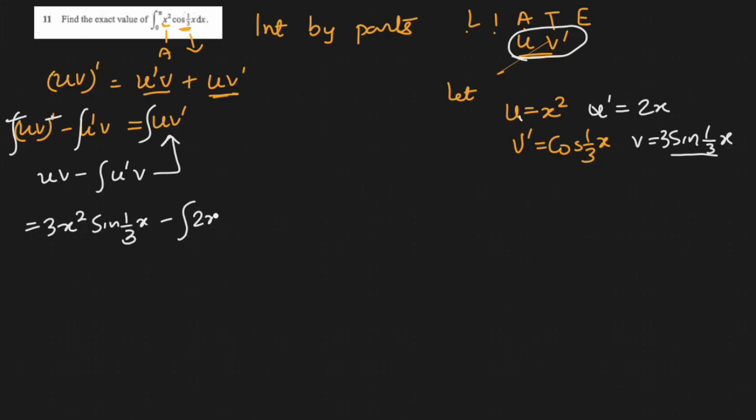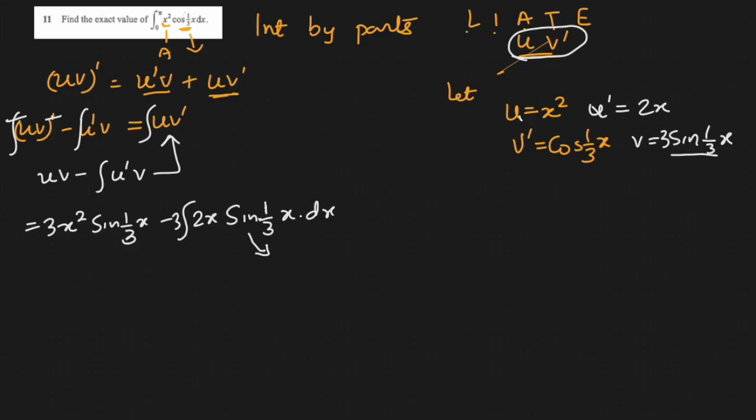So 2x and v we just found out 3. Let me put it outside. 3 sine 1 over 3 x dx. Again two parts are multiplying just like this. That means we'll have to use this again. Okay, so we'll have to go on a different journey for this alone. That we can take care of later, right?